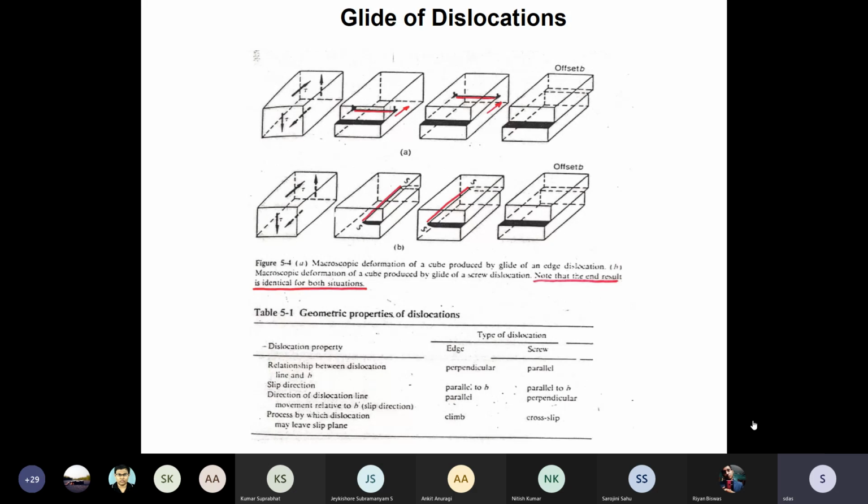This is the last slide we showed and discussed in previous classes. We discussed the relationship between line direction, slip direction, and Burgers vector of both screw and edge dislocation. But one important statement is this: irrespective of the type of dislocation you are considering, the nature of the deformation will be identical. Each offset created will be equivalent to one Burgers vector of the dislocation.